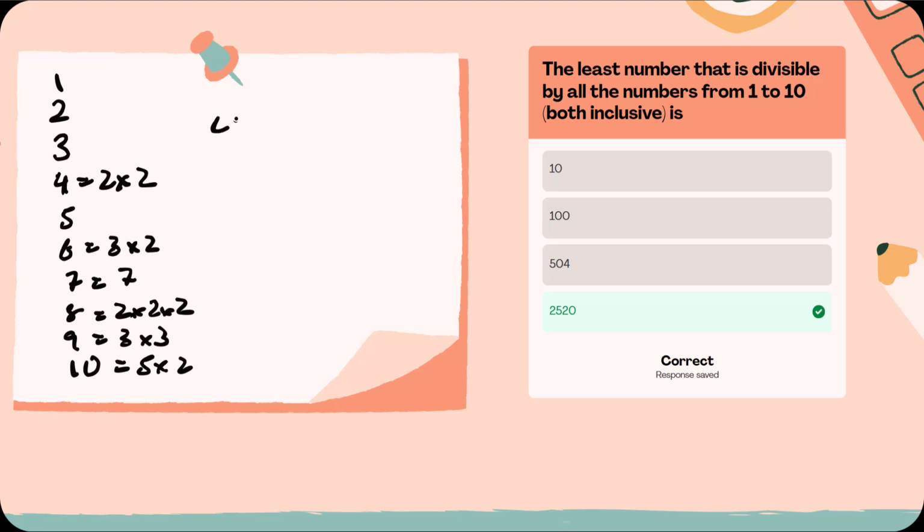Let's take the highest power of all of these. What is the highest power of 2? 2 raised to 3. That is here, right? Then what is the highest power of 3? It will become 3 raised to 2, correct? Then we have 5. Highest power of 5 is 5 itself. Highest power of 7 is 7 itself. Is there the highest power of any other number? That's it. So you multiply all of these together, you'll get the answer 2520. Simple, okay? That's how it is done.